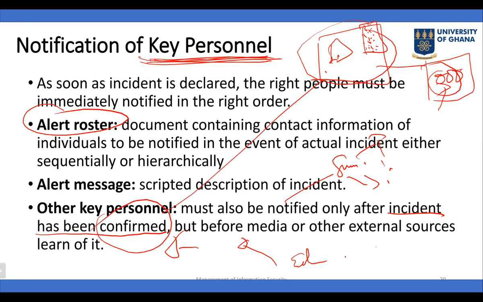Something like, you know, imagine that National Identification Authority, imagine that their data is compromised. You realize that. You say it again.